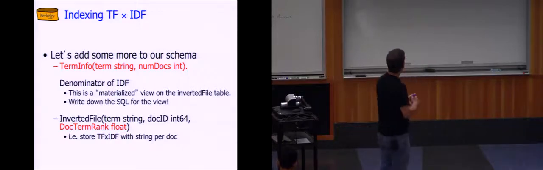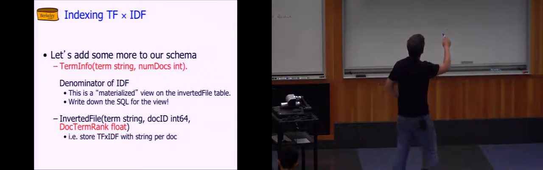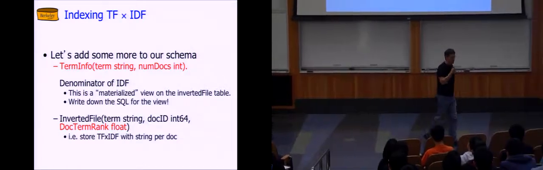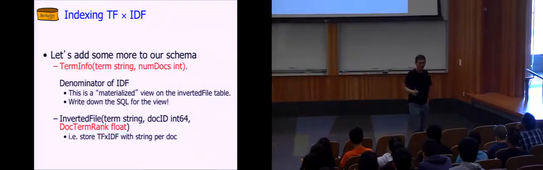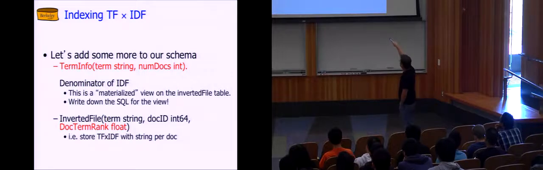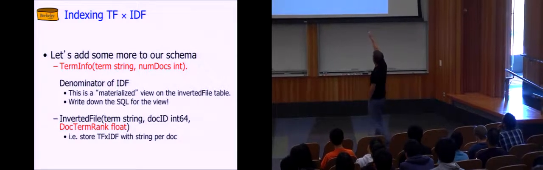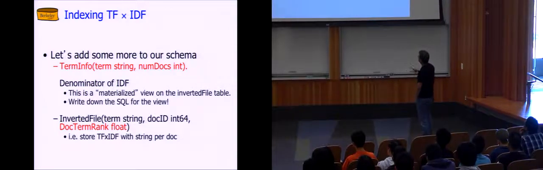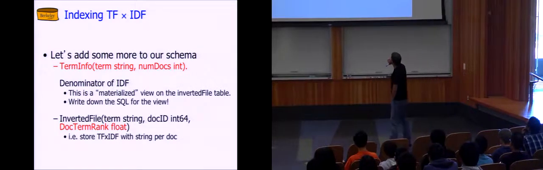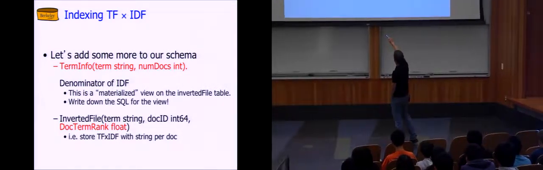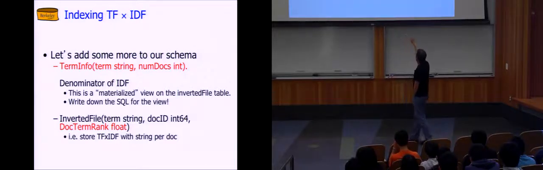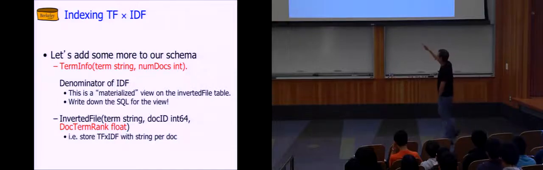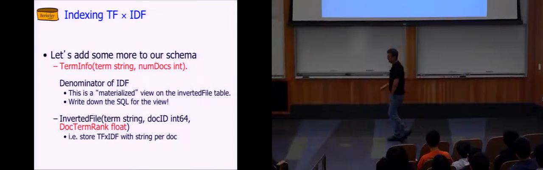It's really a query over the inverted file table. As you populate this inverted file table, you can compute this from it. And it might be a good exercise for you to go back to the inverted file table and write down the SQL that generates the term info view. Okay? Here's the inverted file table. We're going to add another field to it, which is for every term-document pair, we're going to store the TF-IDF right there in the row.